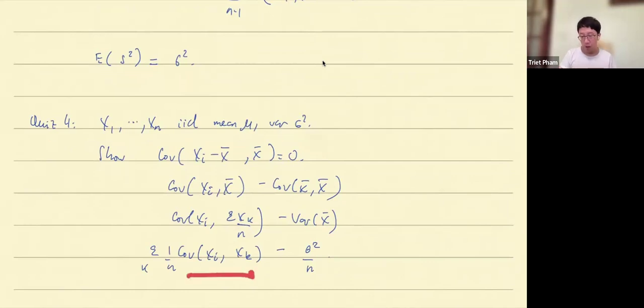Now, what happens here? Notice that the xi are IID. So if k is not equal to i, the covariance of xi and xk is zero, because they're independent. So the only thing that survives is when i equals k, which becomes the variance of xi, which is sigma squared over n. There you go.